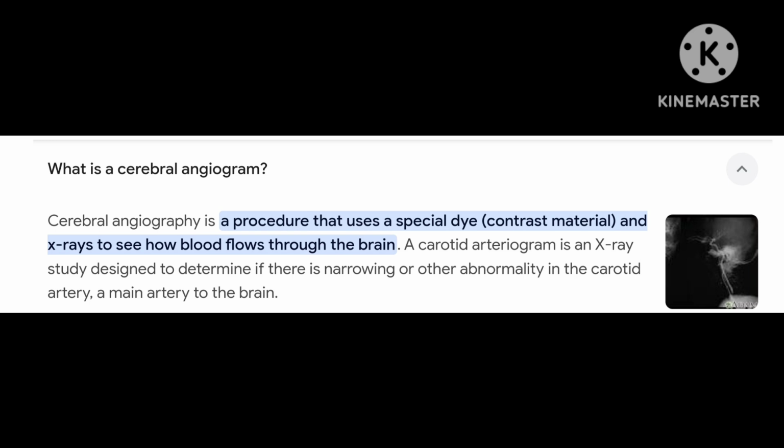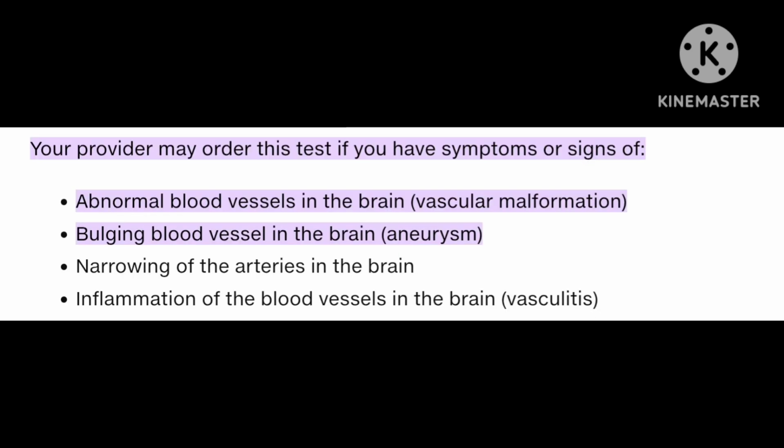Cerebral angiography is a procedure that uses a special dye or a contrast material and X-rays to see how blood flows through the brain. So this is the method which is used to check the blood flow of the brain and the associated structures. They will inject a dye material or a contrast material into the blood vessels of the brain and neck, and they will take an X-ray imaging of them so that we can identify problems like abnormal blood vessels in the brain or vascular malformations, or if there is any bulging of the blood vessel like aneurysm, or if there is any narrowing of arteries, and also inflammation of the blood vessels in the brain called vasculitis.